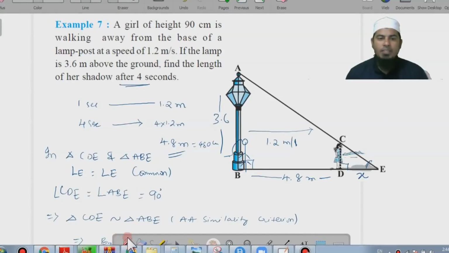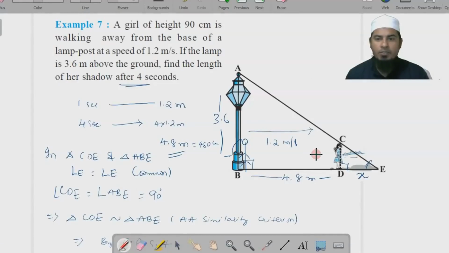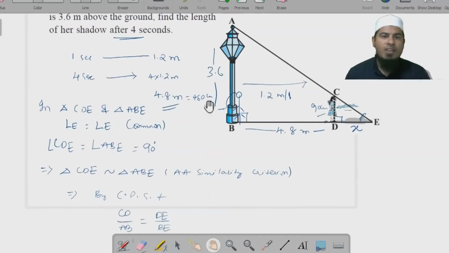Here, as she is moving 1.2 meters per second, it means in 1 second 1.2 meters, in 4 seconds 4 times 1.2, that is 4.8 meters. Convert into centimeters because one piece of information, the height, is given in centimeters. So I want everything in centimeters. So in triangle CDE and triangle ABE, these two triangles are similar by the AA similarity criterion. How? This angle is common and this is 90, this is 90, written here.